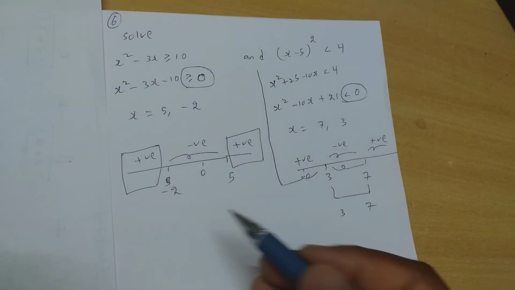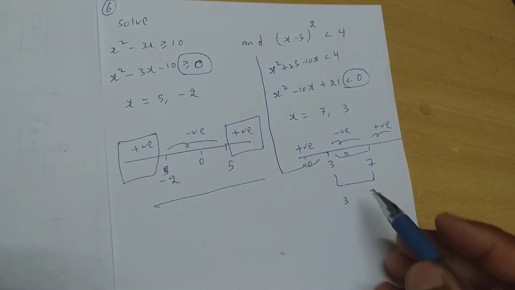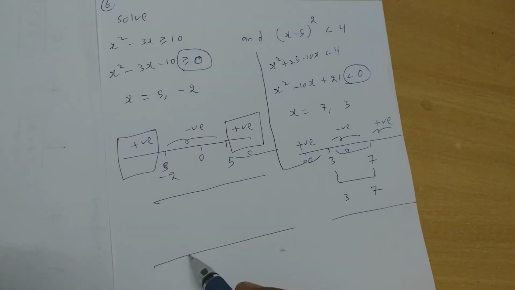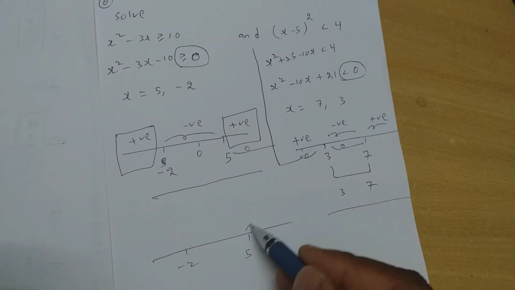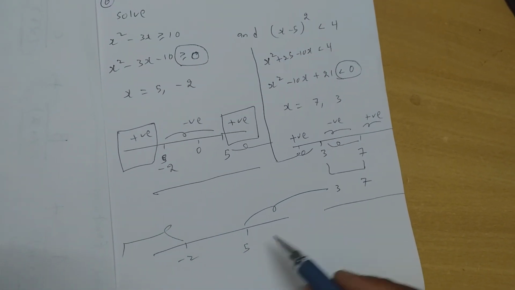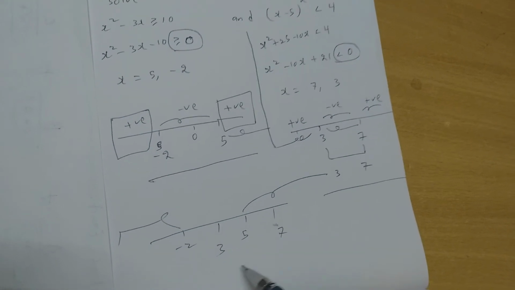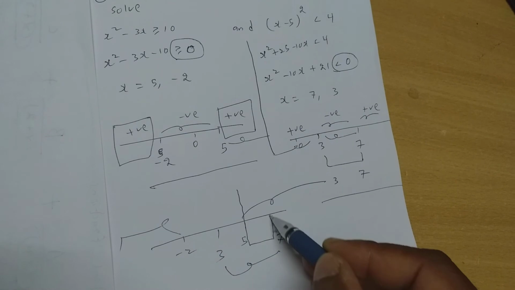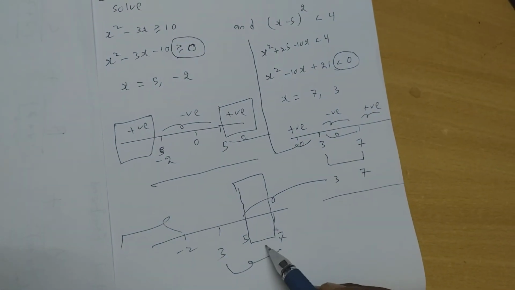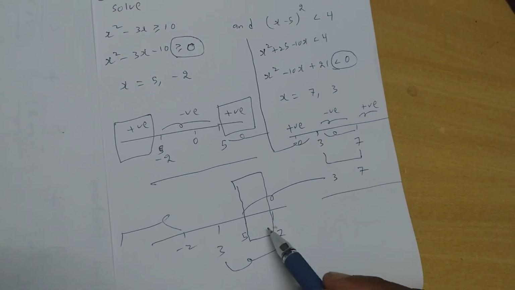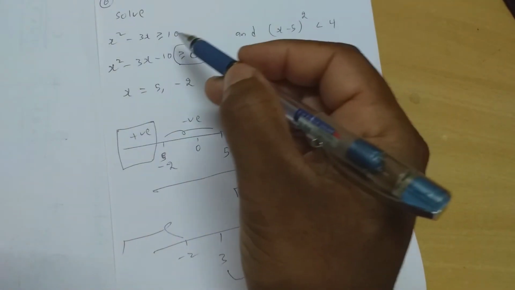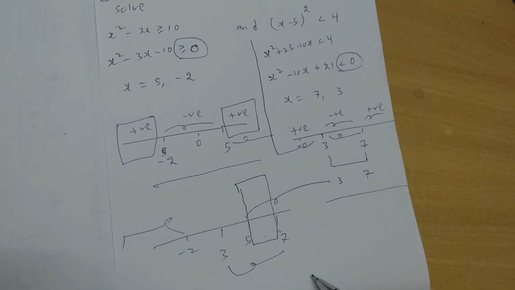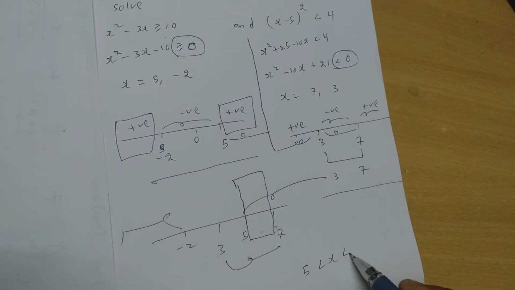Now, what is the solution that satisfies this number line and also this number line? For example, minus 2 and 5. After 5 this is a solution. And between 3 and 7 means this. So which part is common in both? Is this particular part. So these values of x in between these two numbers will satisfy both the first equation and also the second equation. So your final answer is 5 less than or equal to x less than 7.